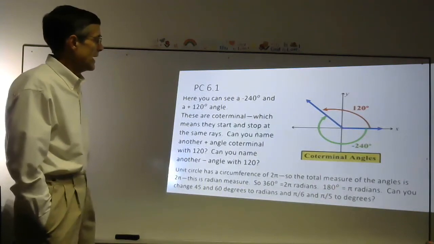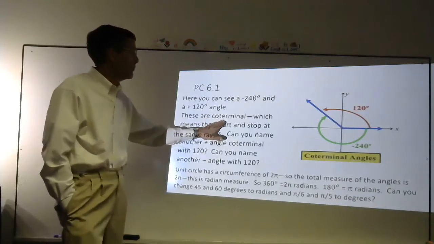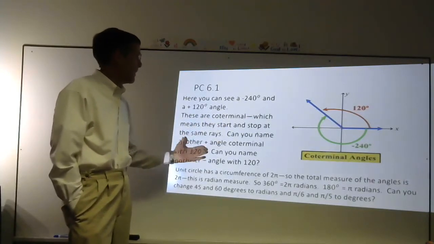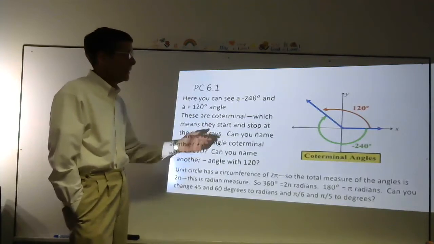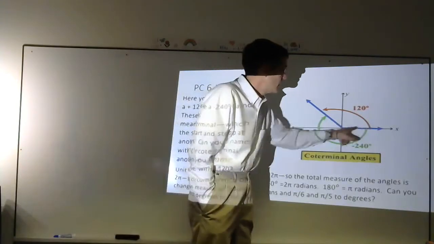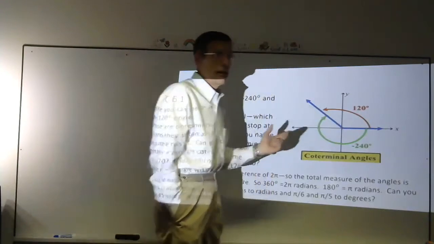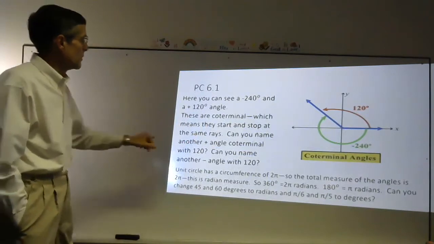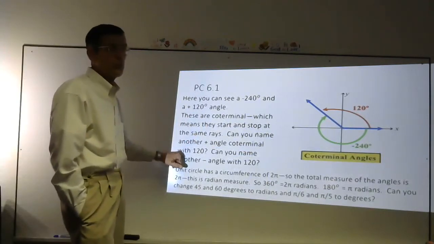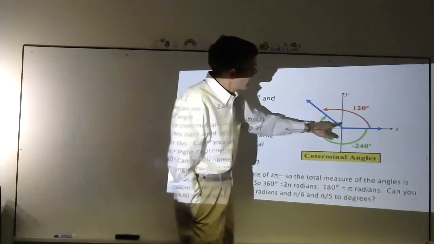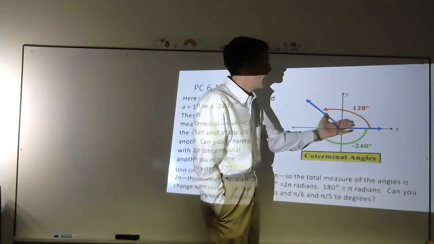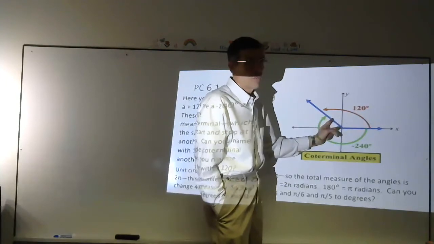The red angle and the green angle are called coterminal, which means that they start and stop at the same rays. They both started here and they both stopped there. So they're called coterminal. Could you name another positive angle coterminal with 120? Is there another angle that starts here and stops here? Well, the way it stands right now, the red one is the only one.